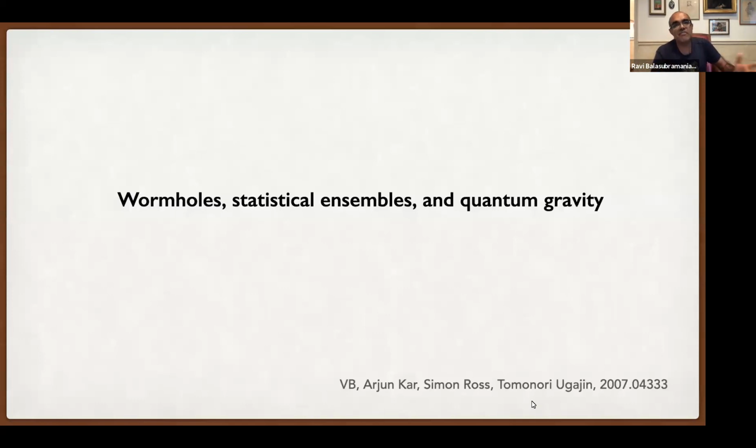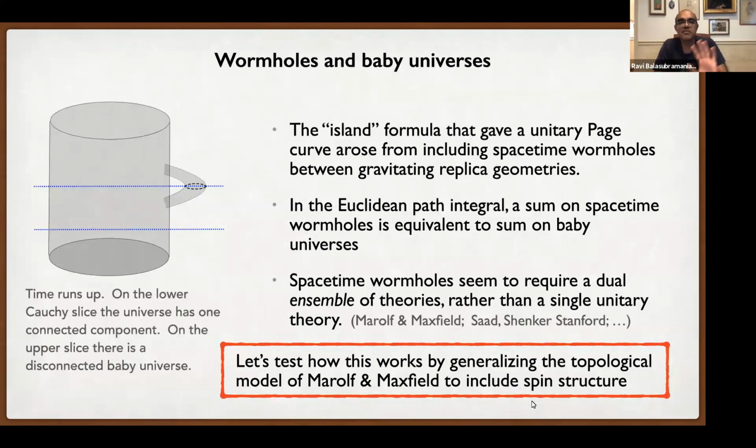But we also have a couple of examples now where the same wormholes seem to also suggest that quantum gravity should be described by a statistical ensemble. So let me say a word about that. And that's in tension with what I said first. So how does this arise?